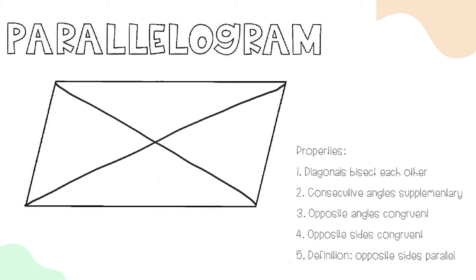So once I've drawn my diagonals, the first property I know is that the diagonals bisect each other. So that means for each separate diagonal, the 2 halves are congruent to each other. Not all 4 pieces, but those 2 halves. I know that consecutive angles are supplementary. And I know that opposite angles are congruent.